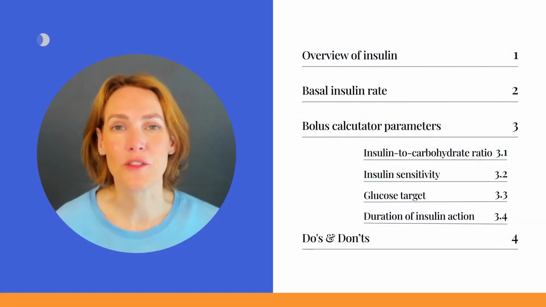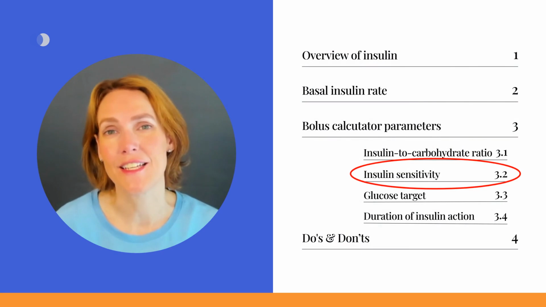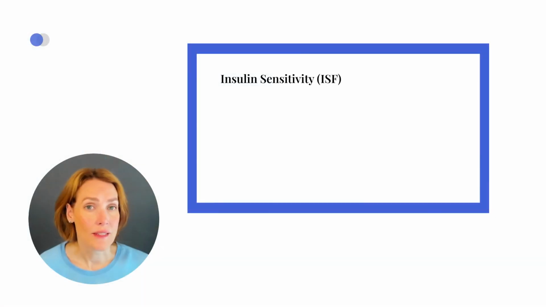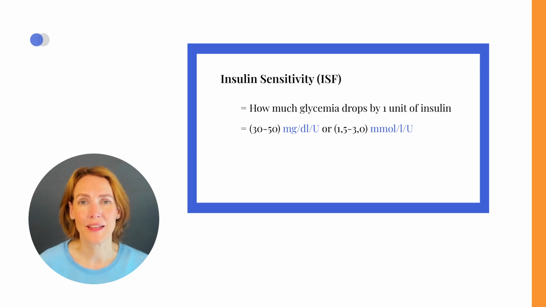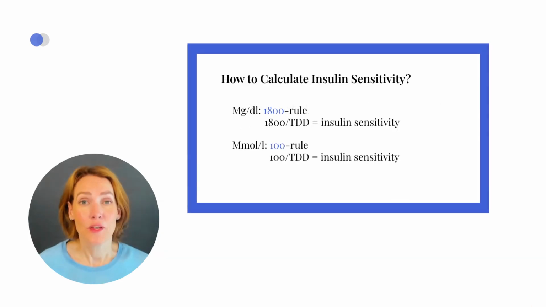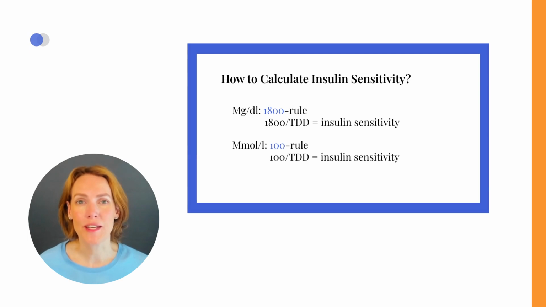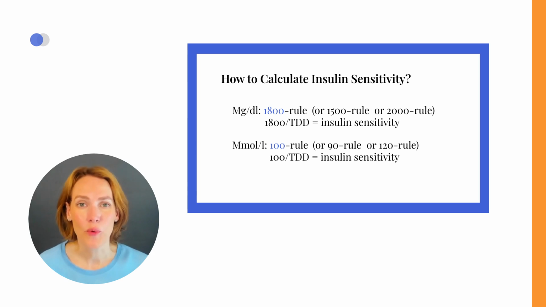The second parameter for the bolus calculator is insulin sensitivity. This reflects the amount the blood sugar level drops per unit of insulin, measured in milligram per deciliter or millimole per liter. The 1800 rule for milligram per deciliter or 100 rule for millimole per liter is commonly used, but a more aggressive setting could be the 1500 rule or 90 rule, and a less aggressive setting might be the 2000 rule or 120 to even 130 rule.